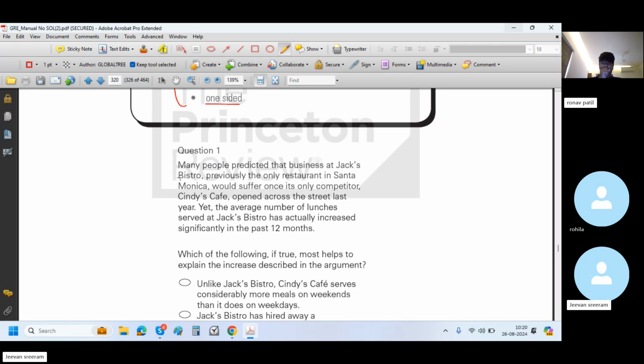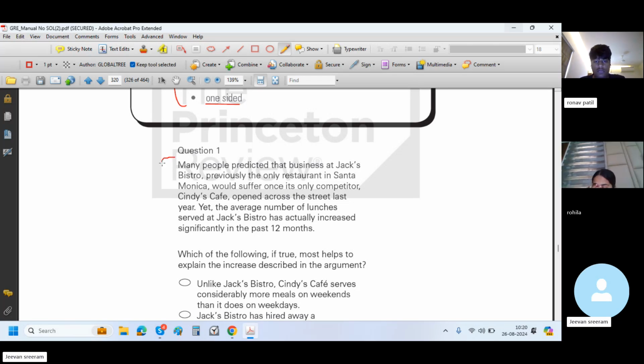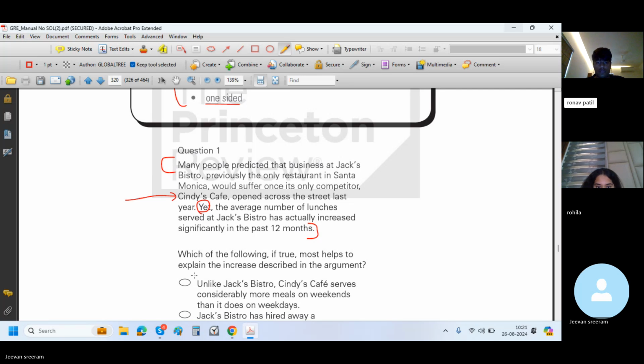Many people predicted the business at Jack's Bistro would lose. There is no necessity to split the argument because the entire argument is presented with facts which were already happening. The contrasting ideas are: many people predicted the market for Jack's Bistro gets reduced, but there were more number of lunches served even after the establishment of Cindy's Cafe, the opposing cafe. So the question is asking what most helps explain the increase.